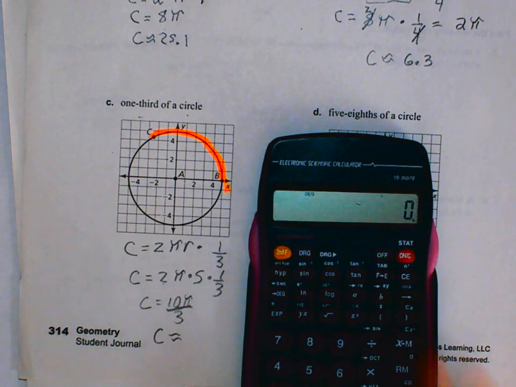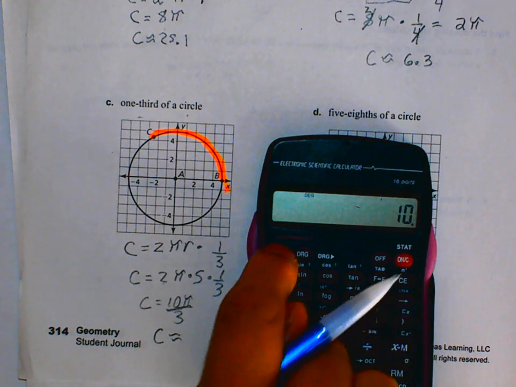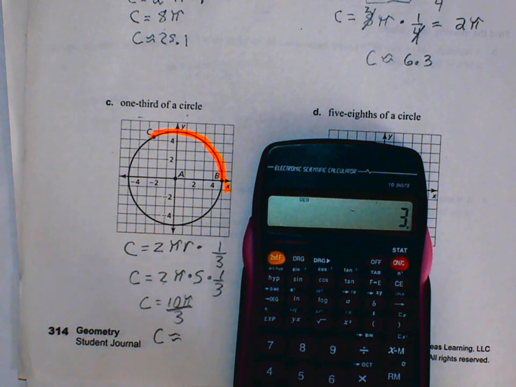Okay, so to put it in the calculator, you do 10 times pi, or times 3.14. The answer is not going to be that way off. And then divided by 3, and that gives me about 10.5.